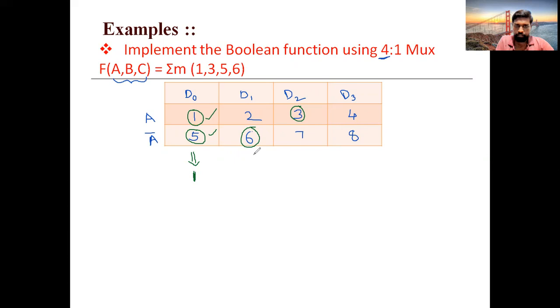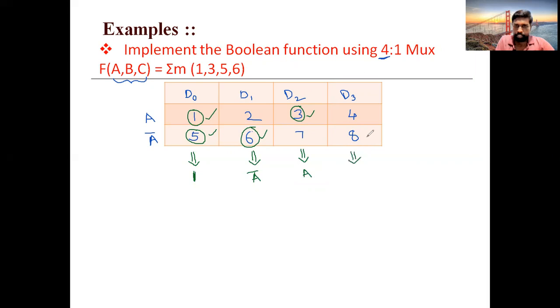Next, what is the value for D1? If only one among the two is circled, take the value of the circled one. What is the value of the circled one? A bar. Here, the value is taken as A. Why? Because the A is circled. The cell representing A is circled. So here A. And what is the answer for D3?